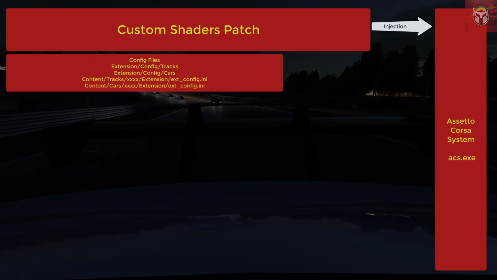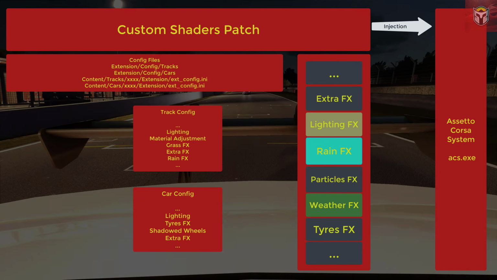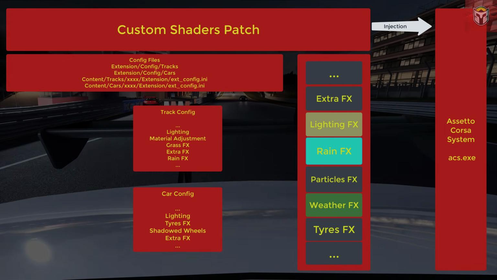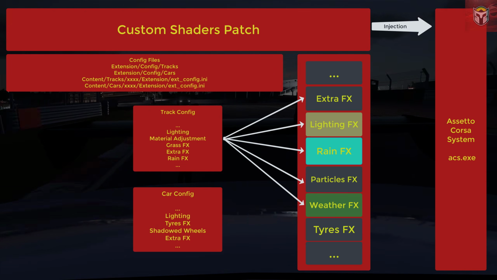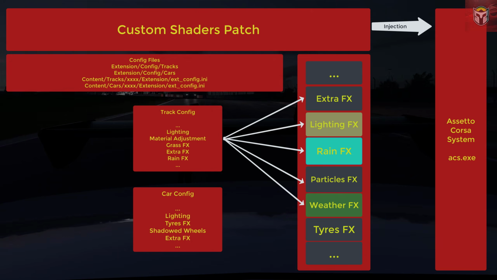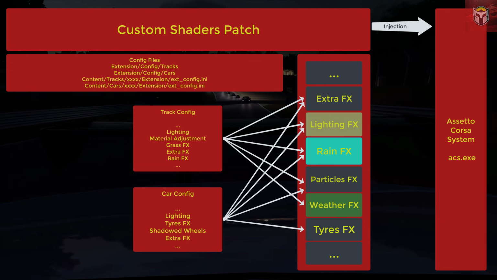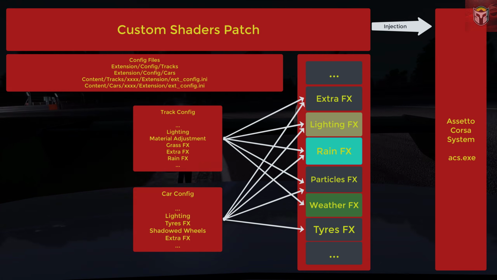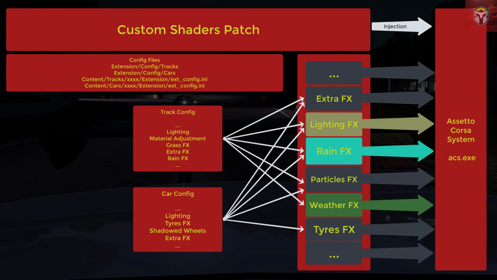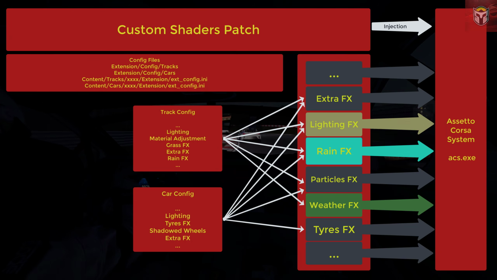You get the idea. Just moving back to custom shader patch on this screen here, you can see all of the config files that are defining how custom shader patch is going to use that library of graphic effects. You've got the track config with lighting, material adjustments, grass effects, extra effects and rain effects. And then in the car config, you've got lighting, tire effects, shadowed wheels and extra effects. All of those effects are then being pushed into the Assetto Corsa main system.